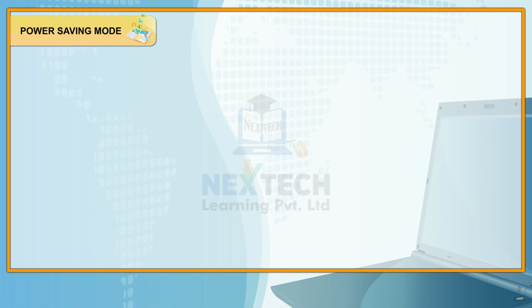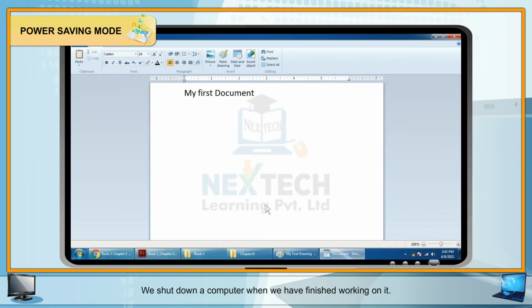Power saving mode. We shut down a computer when we have finished working on it. But if we want to take a break for some time, then we can put the computer in sleep mode or hibernate mode. Both sleep and hibernate are power-saving modes. Let us learn about these modes.